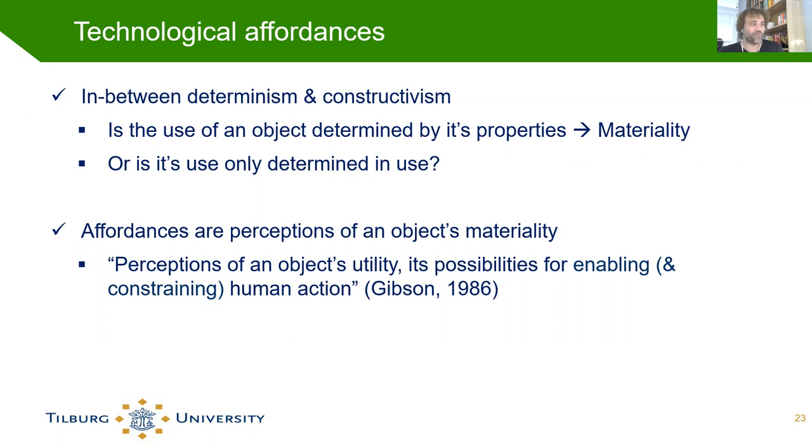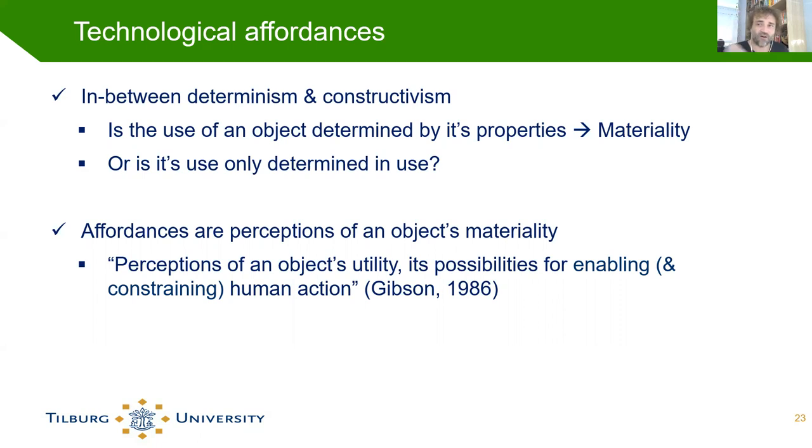So the official definition of an affordance is perceptions of an object's materiality. And I'm not sure if that is really useful. Then a bit further, its possibilities for enabling and possibly constraining human action. So it's a difficult definition, but if you look at it, you see that it's not really about the structural features of something, but it's also not only about the perceptions of something. So it's about the perceptions of an object's materiality.